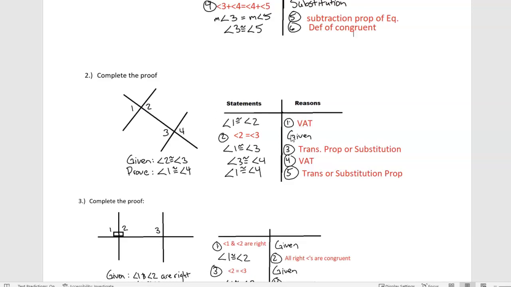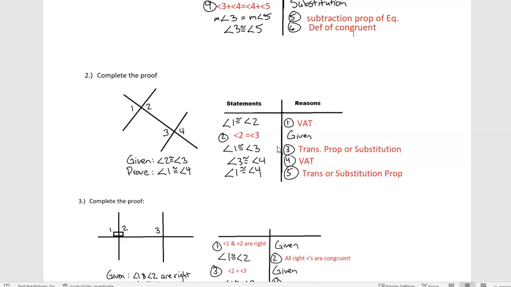The next one was the given. Sometimes you have multiple givens, and you have to know which one goes where. But here, the only given is 2 is congruent to 3. So I put that in there. Now I don't have the little squiggly mark here for congruence, and that's just because I don't have my writing utensils so that I could write on the document, so I just had to put an equal sign.